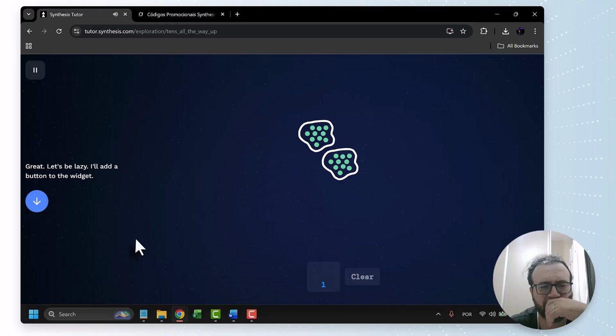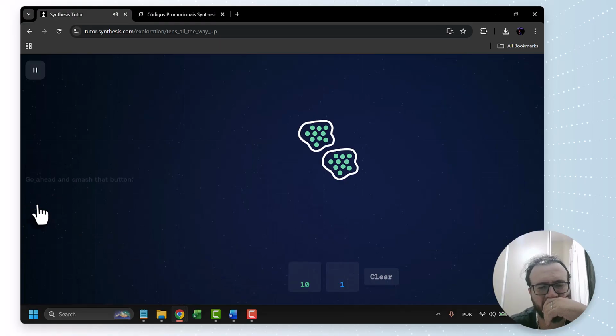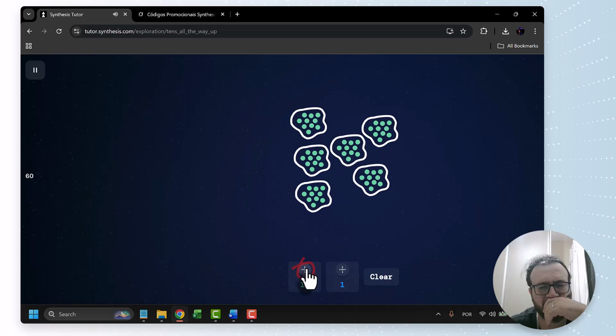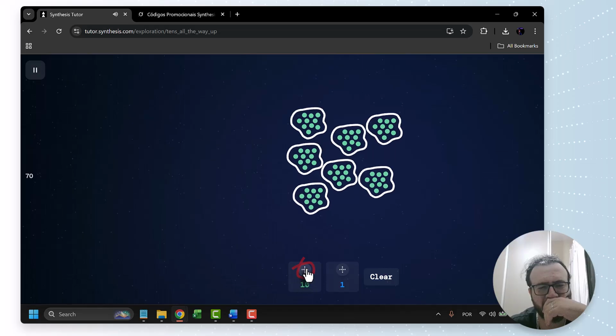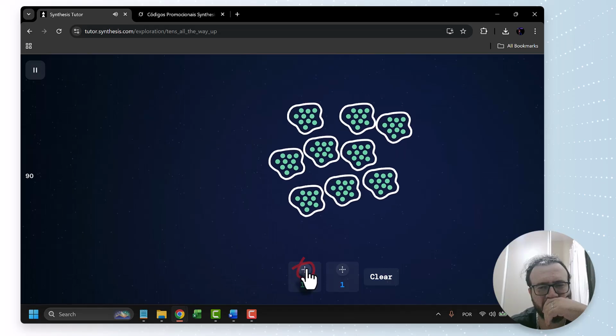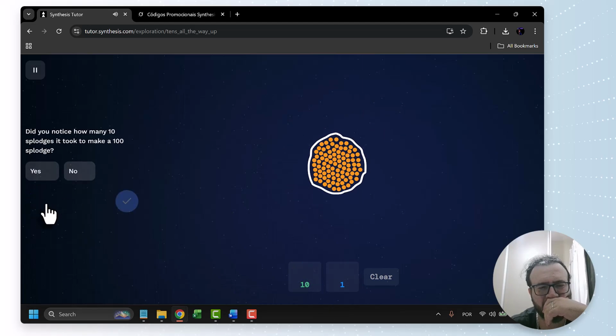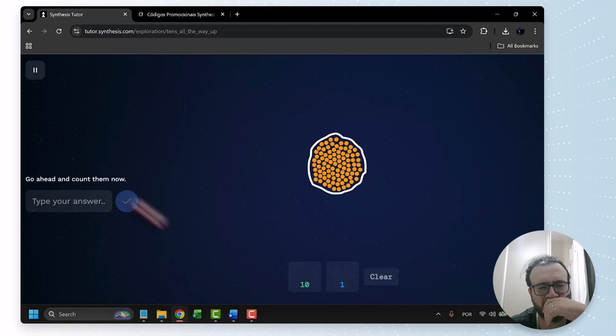Great, let's be lazy. I'll add a button to the widget. Go ahead and smash that button. 30, 40, 50, 60, 70, 80, 90. You made it, 100. Did you notice how many 10 splodges it took to make a 100 splodge? Go ahead and count them now.